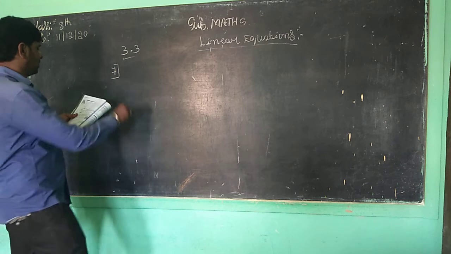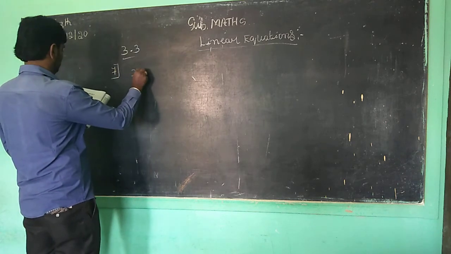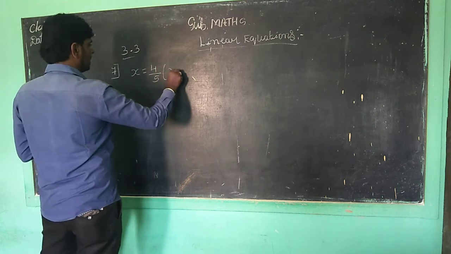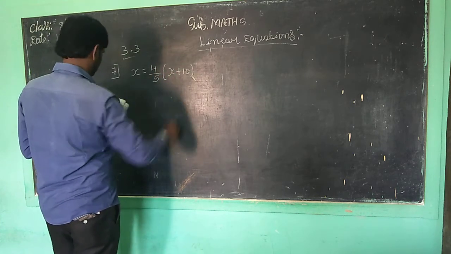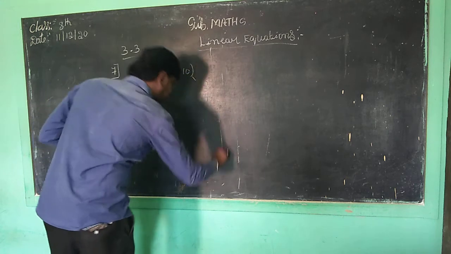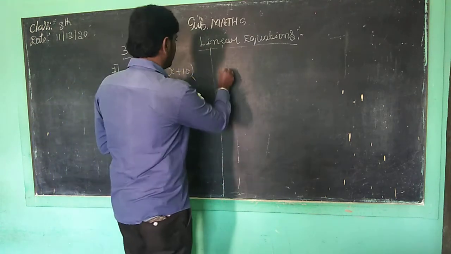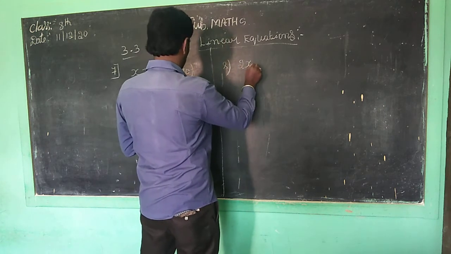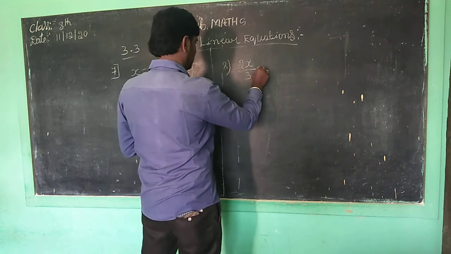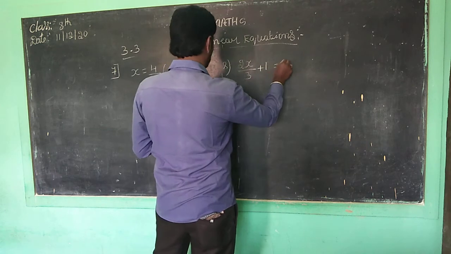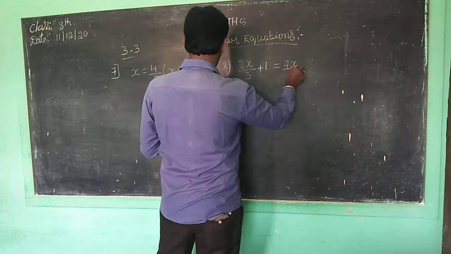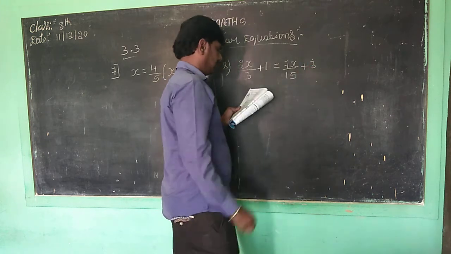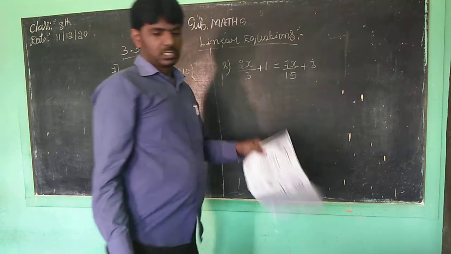X is equal to 4 by 5 of x plus 10. Correct? And 8. 2x plus 2x by 3 plus 1 is equal to 7x by 15 plus 3. Okay, this is the 7th and 8th question.